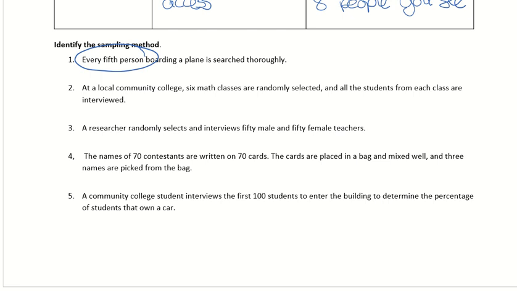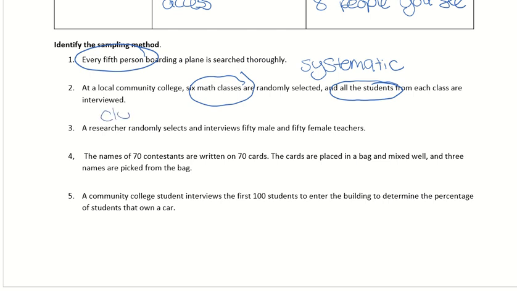All right, number 2, at a local community college, 6 math classes are randomly selected and all the students from the classes are interviewed. There's 2 clues here. The first one is that the math classes are clusters. They are groups. You didn't make the groups yourself. When you make the groups yourself, it's called strata. These classes already exist. The other clue is that all the students from those clusters are surveyed. When you do stratified, you only pick from small groups. With cluster, you do the whole group. So this is cluster sampling.